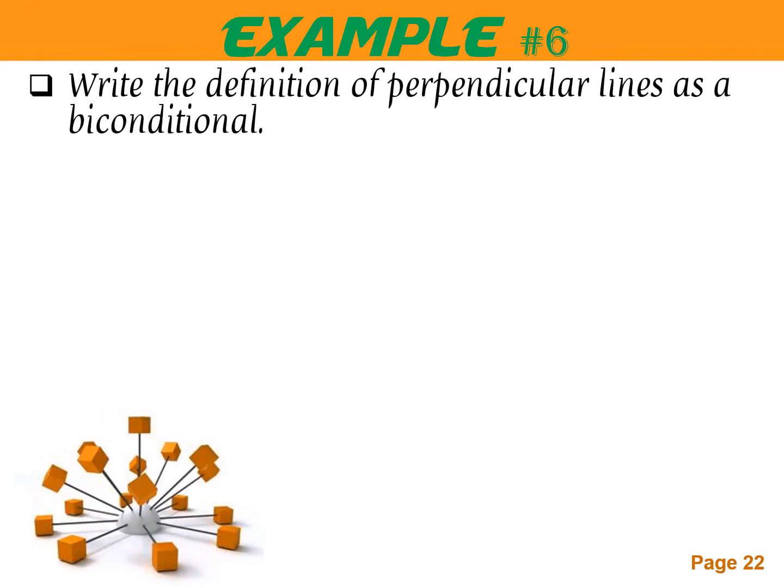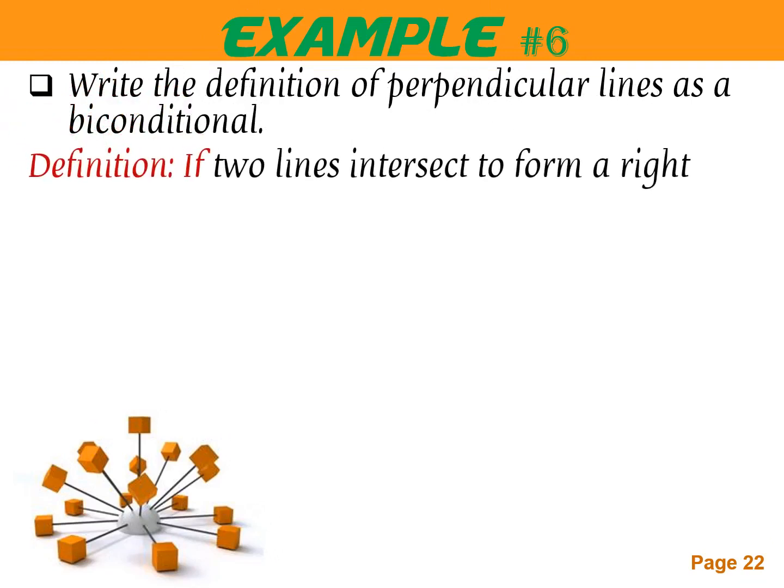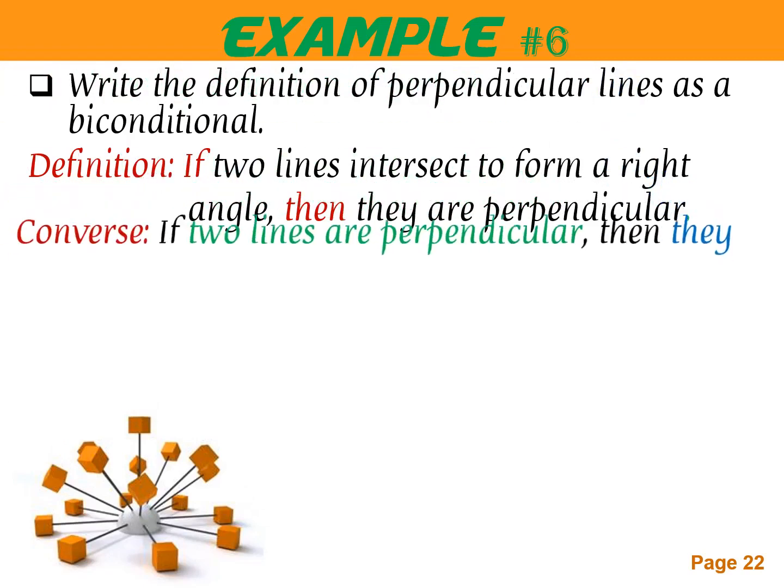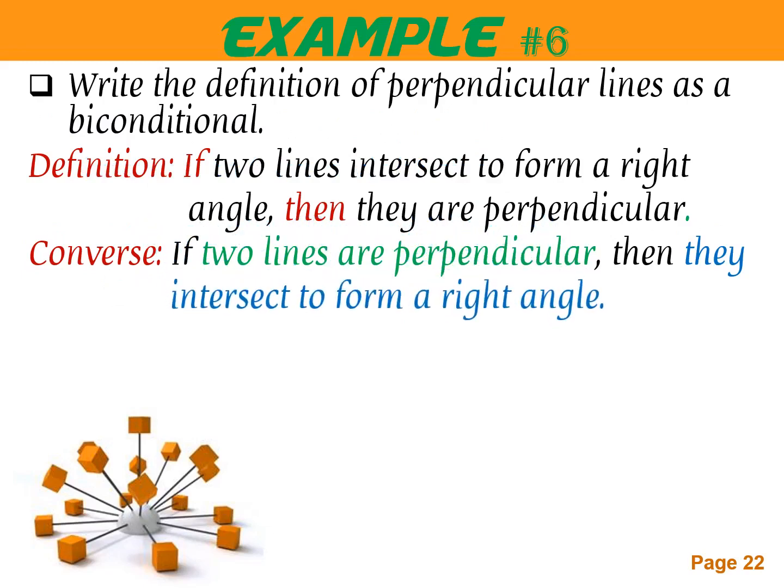Okay, let's have another example. This time we're going to use the definition of perpendicular lines and write it into a biconditional. The definition states that if two lines intersect to form a right angle, they are perpendicular. So we just insert the words if and then so that we now have the conditional statement. And then to get the converse of the conditional statement, we just interchange the premise and the conclusion. So we will have, if two lines are perpendicular, then they intersect to form a right angle.